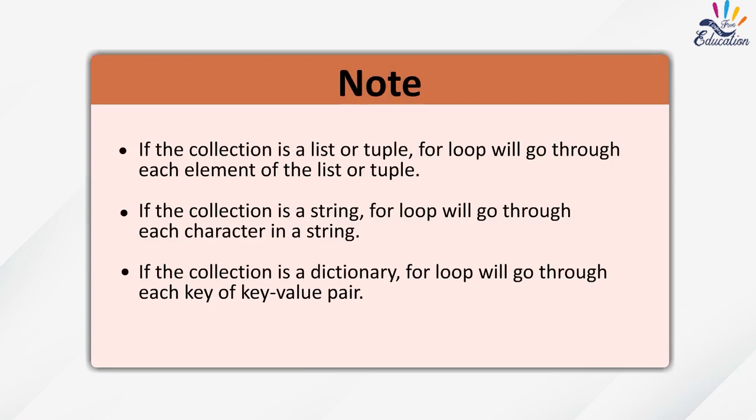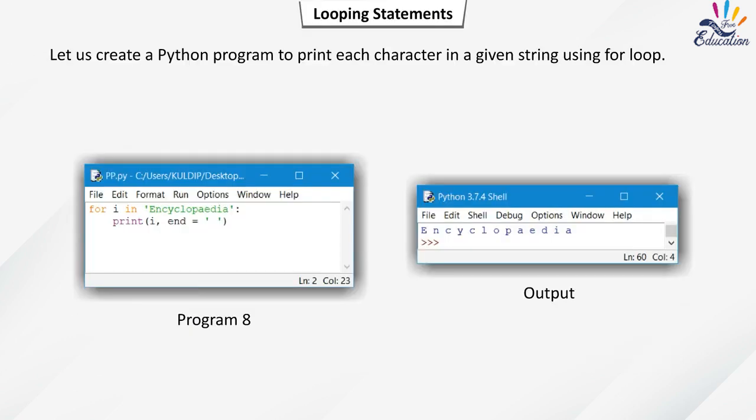Note: if the collection is a list or tuple, for loop will go through each element of the list or tuple. If the collection is a string, for loop will go through each character in a string. If the collection is a dictionary, for loop will go through each key of key value pair. Let us create a Python program to print each character in a given string using for loop.